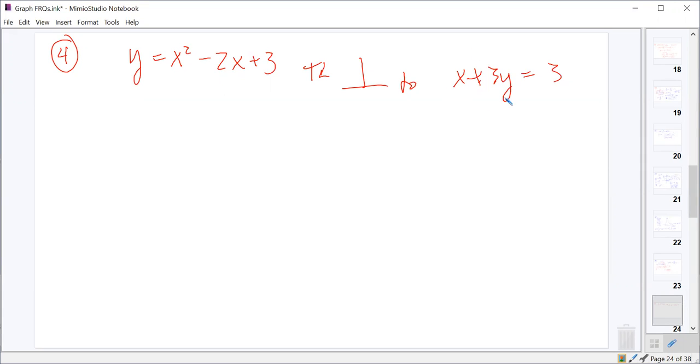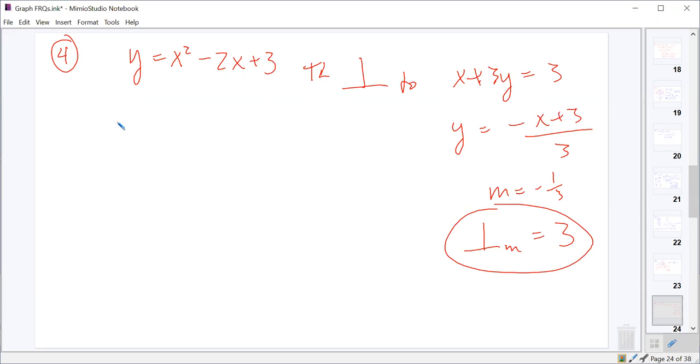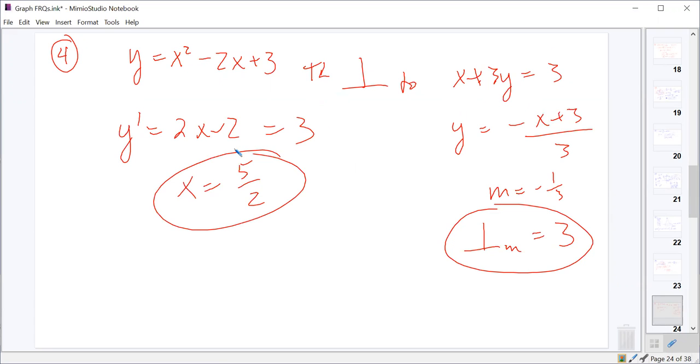So first off, we need to find the slope of this line. So that should be y equals negative x plus 3 over 3, the slope of negative 1/3. The perpendicular slope then should be 3, which means our tangent line has to have a slope of 3, which means that y prime, which is 2x minus 2, needs to equal 3, which means that x needs to be 5/2. Any questions there on number 4?